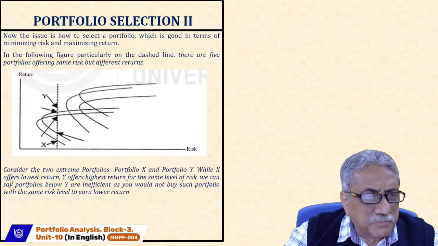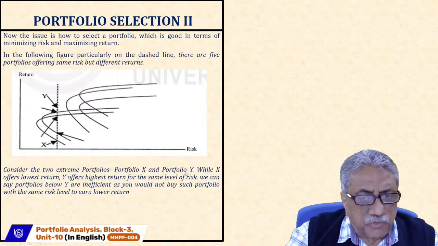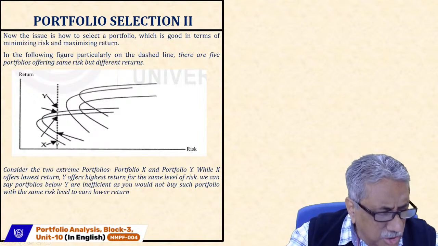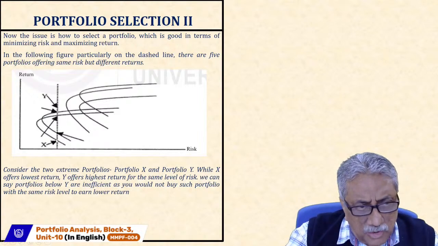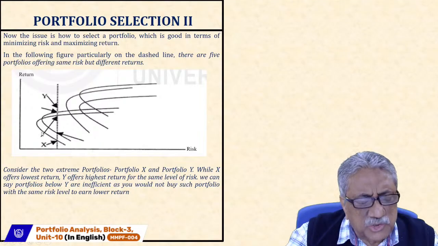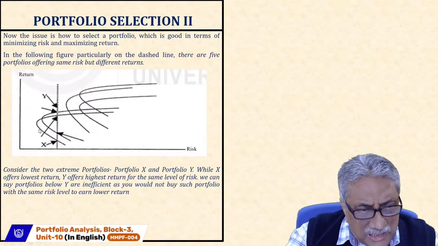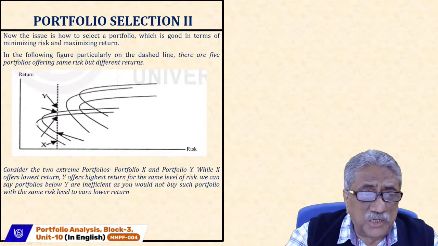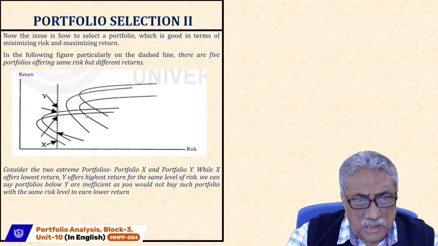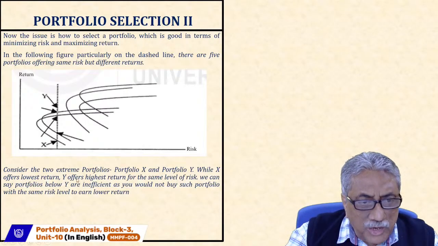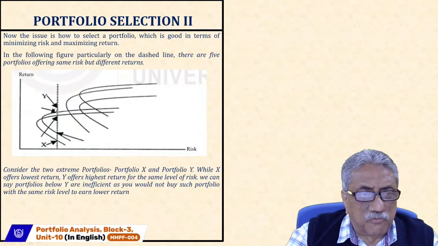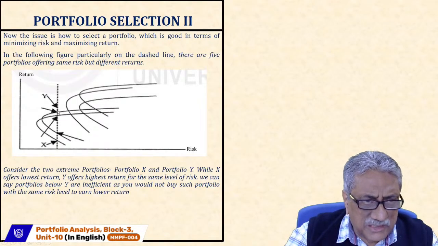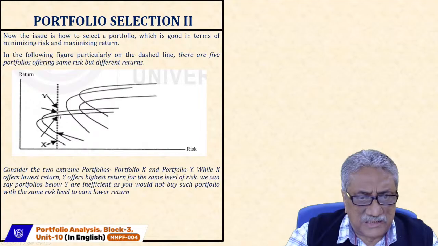Now consider the 2 extreme portfolios, portfolio X and portfolio Y. X means a combination of 2. We are thinking of 2 assets. Now this goes up as you increase one stock and decrease another. Maybe the risk comes down, but the return also goes up as I have shown you earlier, and then it moves the other way. Y offers the highest return for the same level of risk.